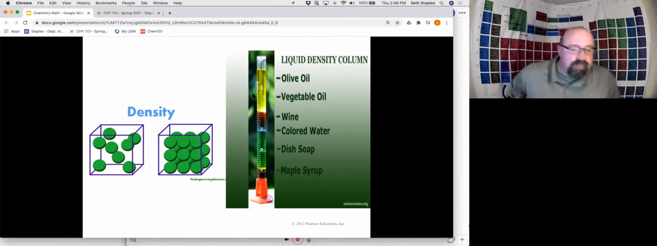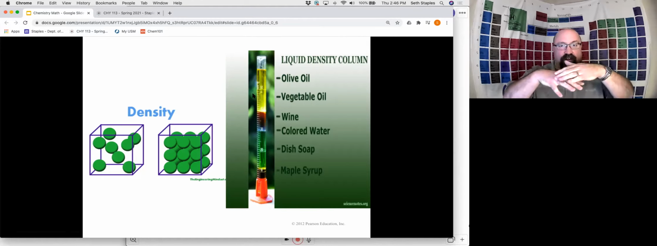Density columns are made just from pouring in various liquids that are of different densities. And you could even pour them in so that they mixed. And as long as there wasn't anything chemically going on that bound them together, they would eventually separate out into their various densities. Try that sometime, maybe with some oil and water.